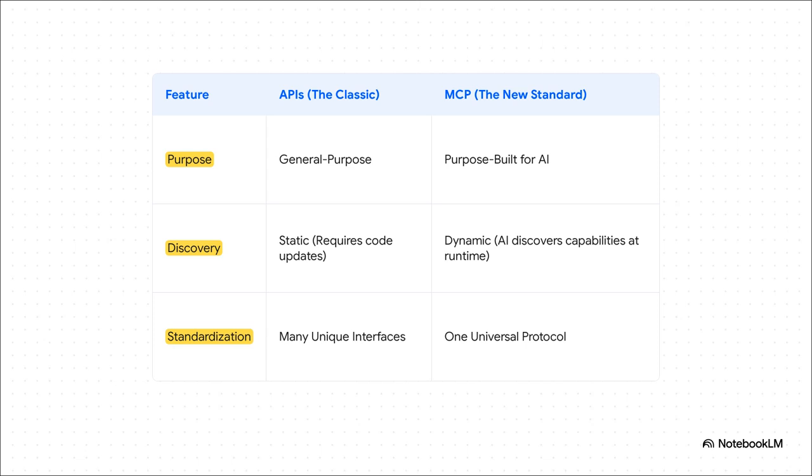Now here's the biggest game changer: discovery. With an API, if the service changes, a developer has to go in and manually update the code. It's static. But with MCP, the AI can ask the server in real time, "Hey, what can you do for me right now?" And it dynamically discovers its capabilities. And finally, standardization. APIs are like a wild west of unique interfaces. You need a custom connector for each one. MCP is one universal protocol.